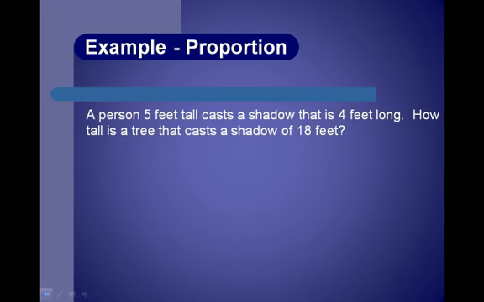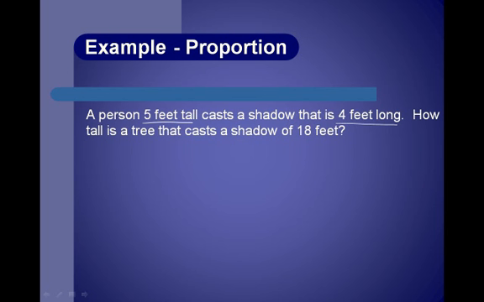The next example is a ratio and proportion problem. A person 5 feet tall casts a shadow that is 4 feet long. How tall is a tree that casts a shadow of 18 feet? Notice we're measuring two things. We're measuring the height of the object and we're measuring the shadow on the ground.